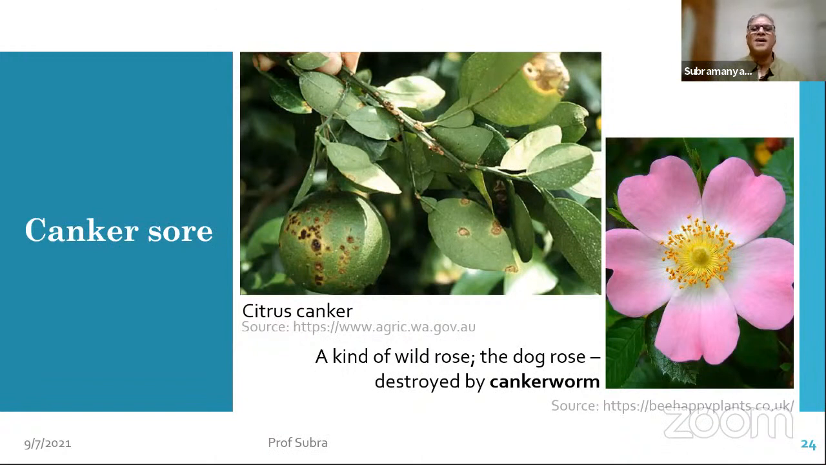When it comes to canker, the reason why it's called canker or canker sore, aphthous ulcer, is because it resembles lesions in plants or flowers. There's a kind of wild rose which, if affected by a cankerworm, will have similar lesions to what we see in aphthous ulcer. Or in citrus canker, the citrus fruits have small areas of destruction which resemble the lesions seen in aphthous ulcer. So that is the reason why these are called canker sores, because of the resemblance to lesions seen in plants.